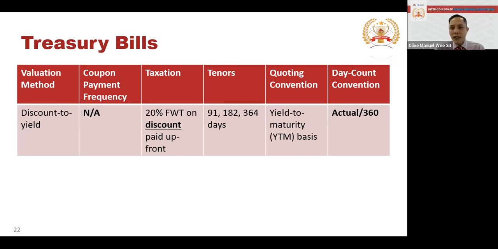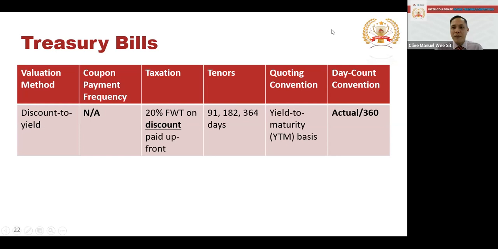Now, the typical tenors of a treasury bill are 91 days, 182 days, and 364 days. The quoting convention is also on a yield to maturity basis. So when you buy or sell this in the fixed income markets, what is quoted to you is a yield. And your day count convention is different because it's a discounted security and it's less than a year in tenor, or maximum of 1 year. The day count convention is actual over 360.